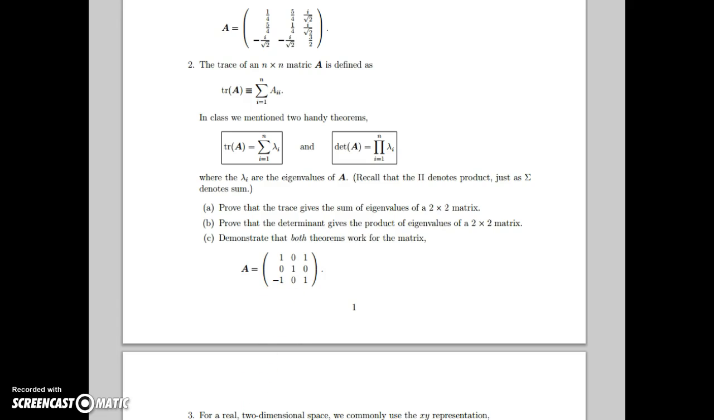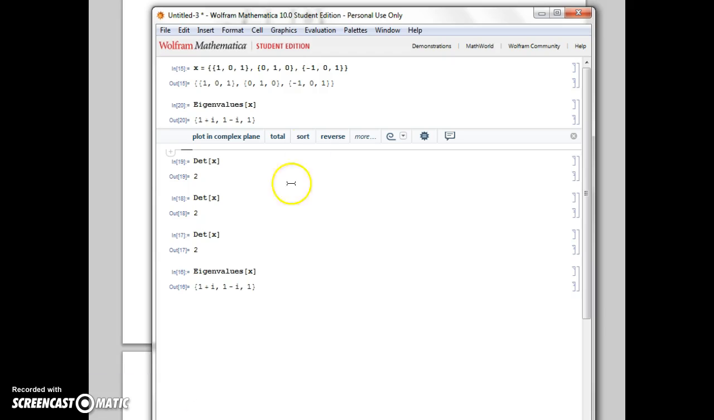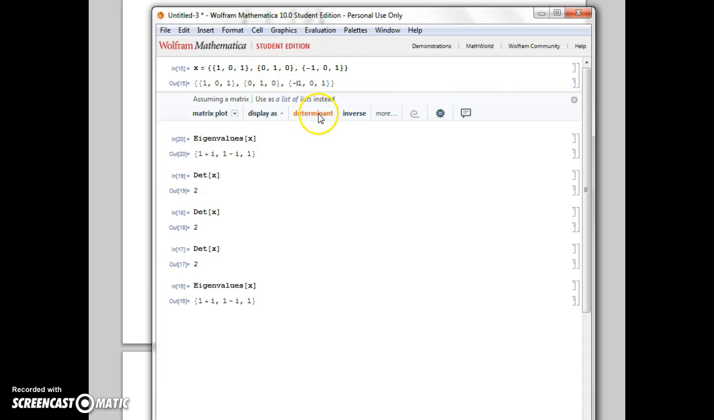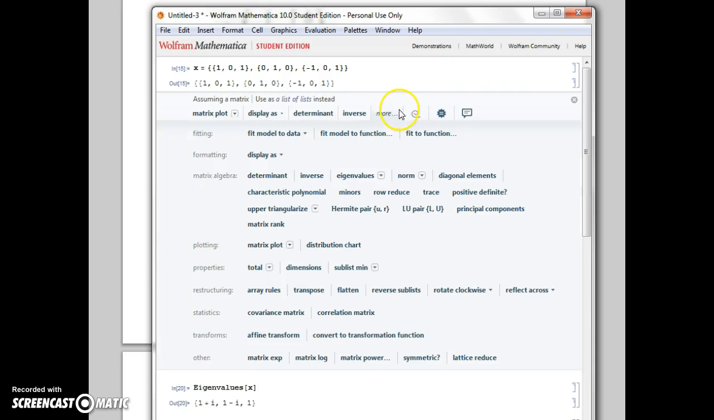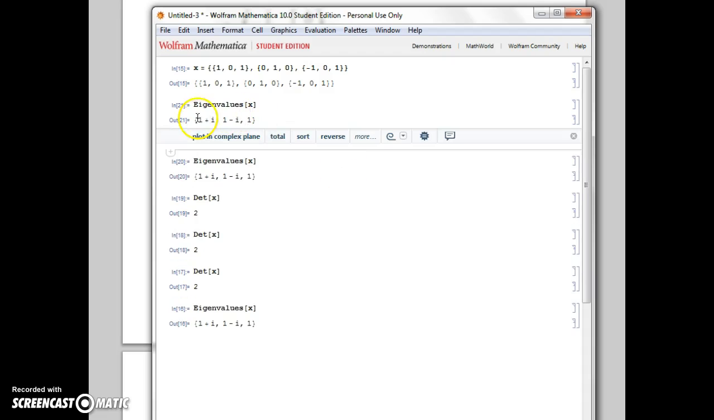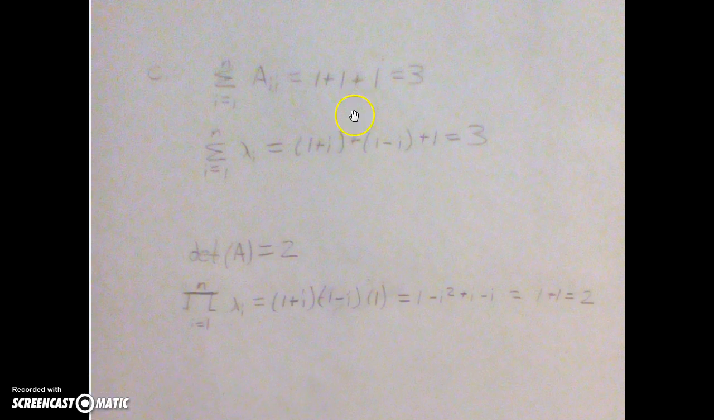Now we want to find the eigenvalues. And to do this, we can just plug the matrix into Wolfram Mathematica, like right here, and then when you click on it, these bars give you different options, and you can just say eigenvalues, and it pumps out the eigenvalues here. So then now you want to add them together, and so 1 plus i plus 1 minus i plus 1, the i's cancel, and that gives you 3, which is the sum of the diagonal.